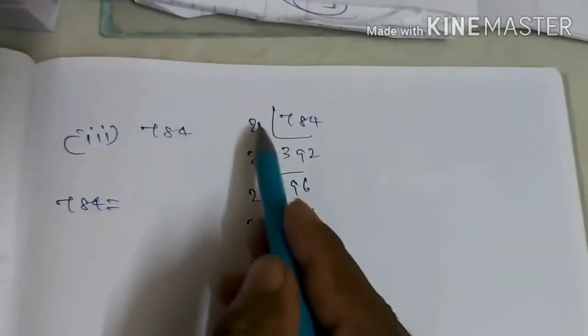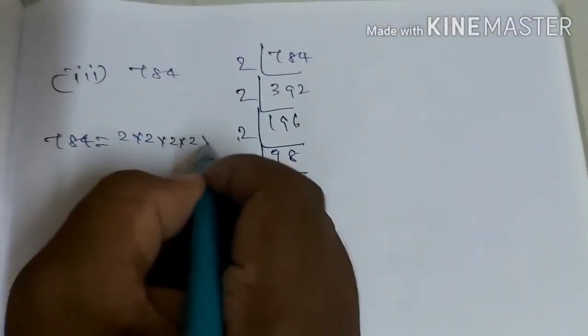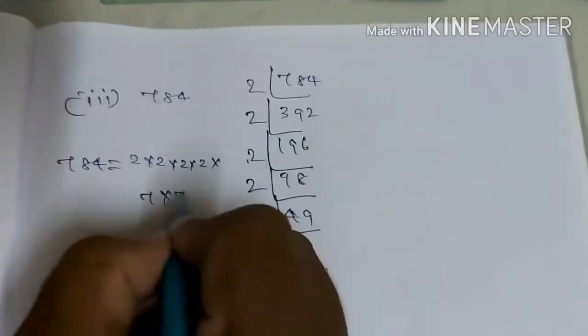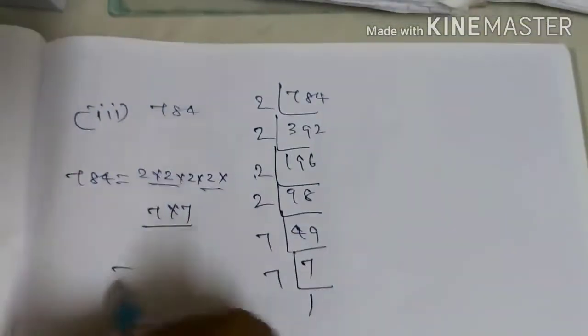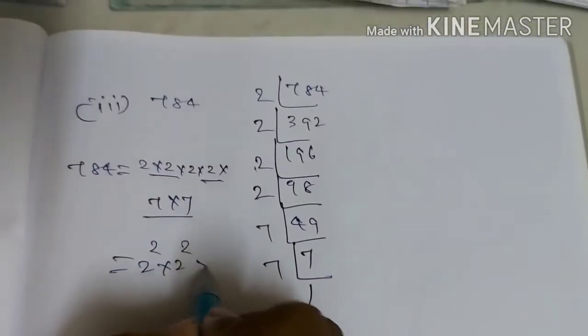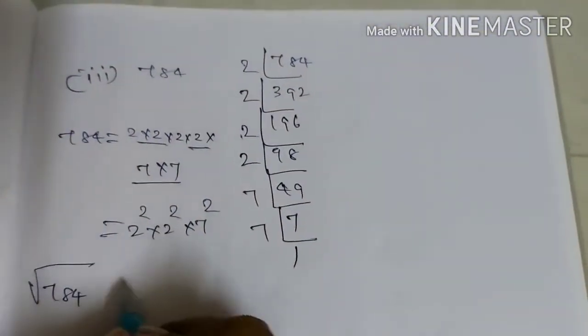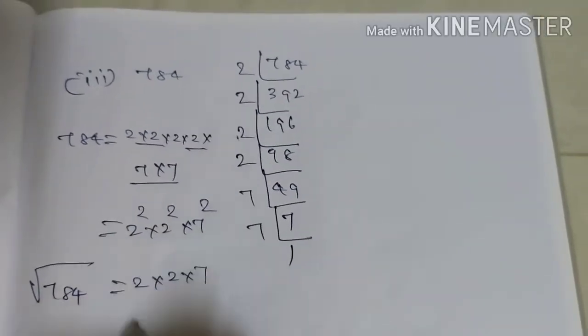So 784: 1, 2, 3, 4, 4 times 2, and 7 is 2 times. So 7 multiplies 7. Write pairs of 2 power 2, 2 power 2 multiply 7 power 2. So square root of 784 equals 2 multiply 2 multiply 7. Answer is 2 2s are 4, 4 7s are 28.